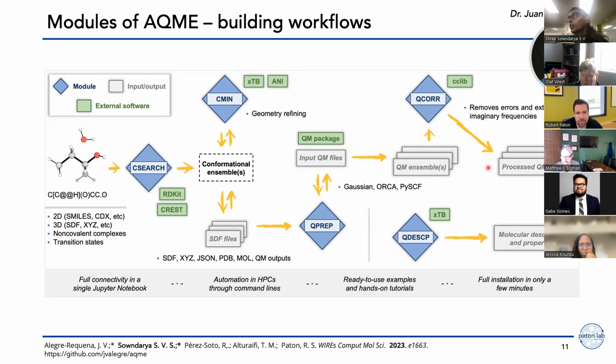So finally, as an output, you end up with potential output files from any kind of quantum packages such as Gaussian or ORCA. There's another standalone module, which is called the QDESCP module, which essentially is utilized in gaining molecular descriptors and properties, for example, with RDKit and XTB as the computational chemistry packages that are used. In general, these different modules that are present within AQME can be completely used in Jupyter Notebook, and could also be utilized in HPCs through command lines.